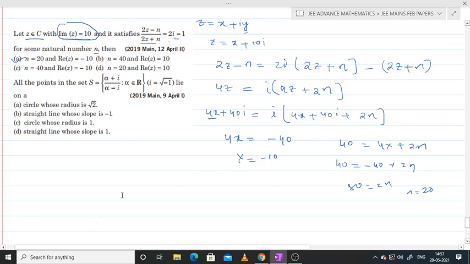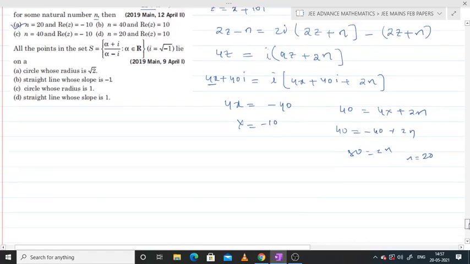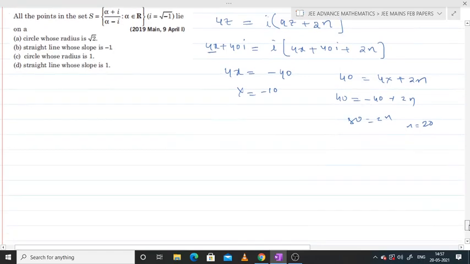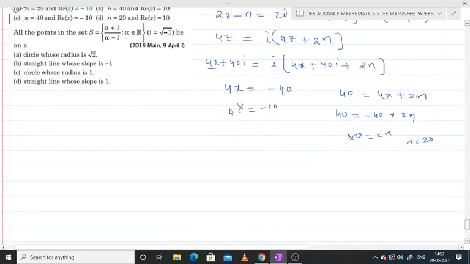Now for the next question, this is from 2019 April, first shift. These are points in the complex number plane. We have to identify whether they lie on a circle or a straight line. It's a very simple one. We'll take the rationalization of the denominator.